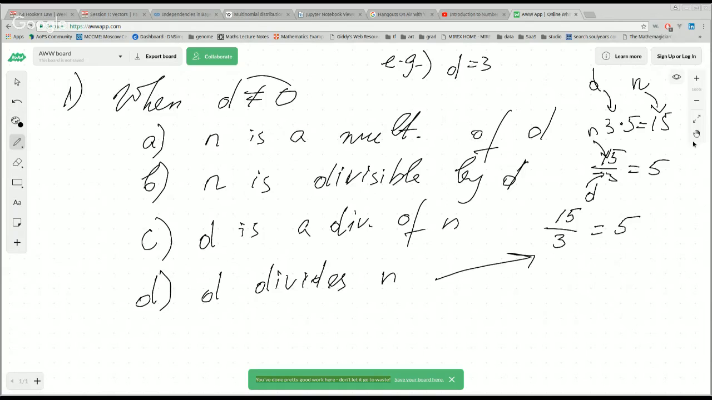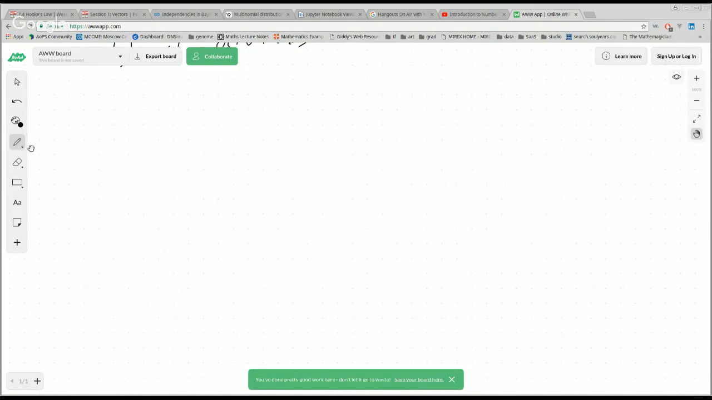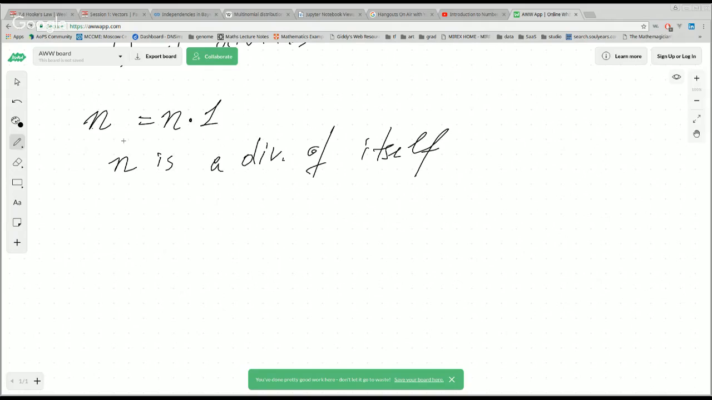Now, a special case of all this is the following. We know that for any integer n, we can write it as n times 1. So what does this mean? This means that n is a divisor of itself. Why is this true? Because if I were to divide both sides by n, what would I get? I would be left with this 1, right?